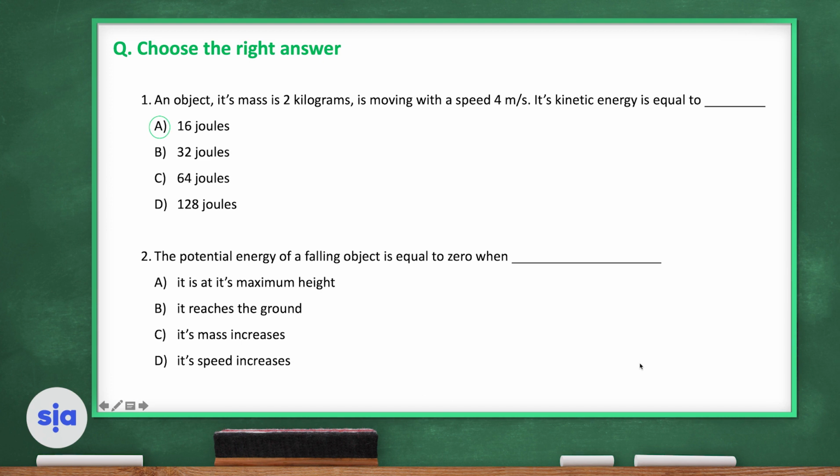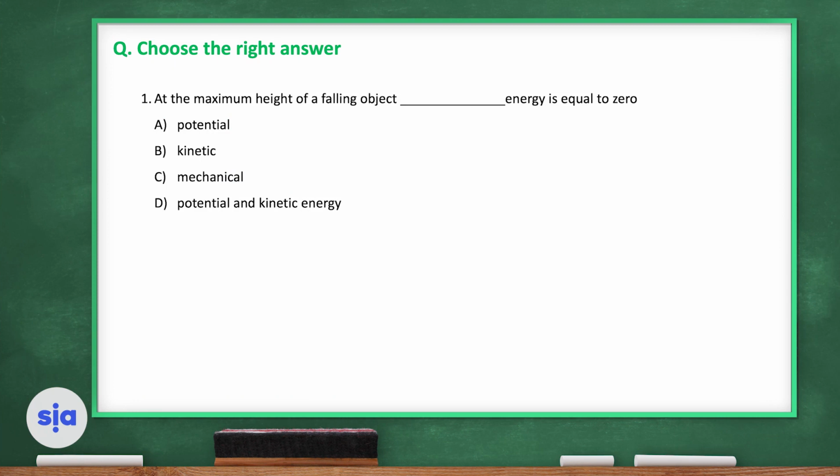The potential energy of a falling object is equal to 0 when it is at its maximum height, it reaches the ground, its mass increases, or its speed increases. When it reaches the ground. At the maximum height of a falling object, what energy is equal to 0? Kinetic.